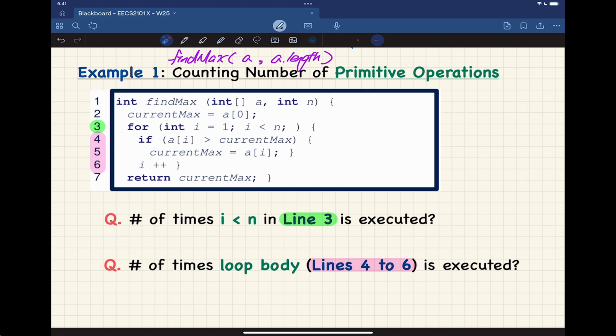n minus 1? n minus 2, interesting. n minus 2. Okay, I like it. Anybody who would think n plus 1? Just for completeness. Would you change your answer to n minus 1? That's okay, it's okay to change. Would you like to change? Okay, so it seems like you guys think n minus 1, right?